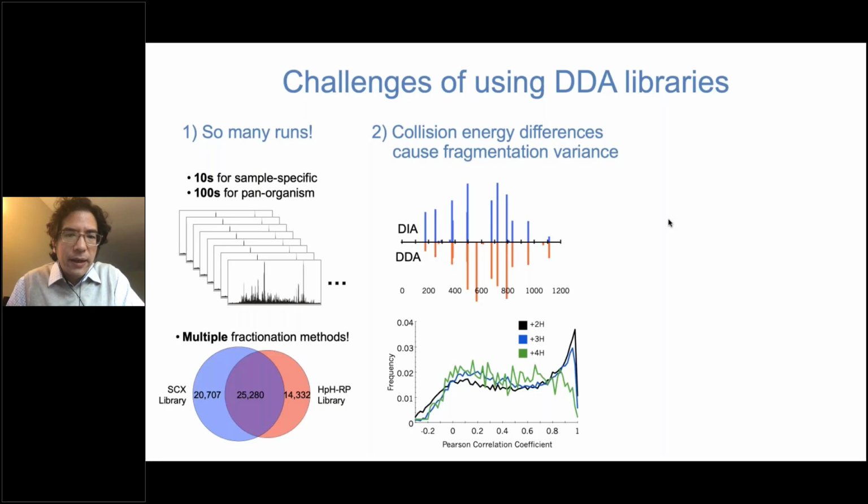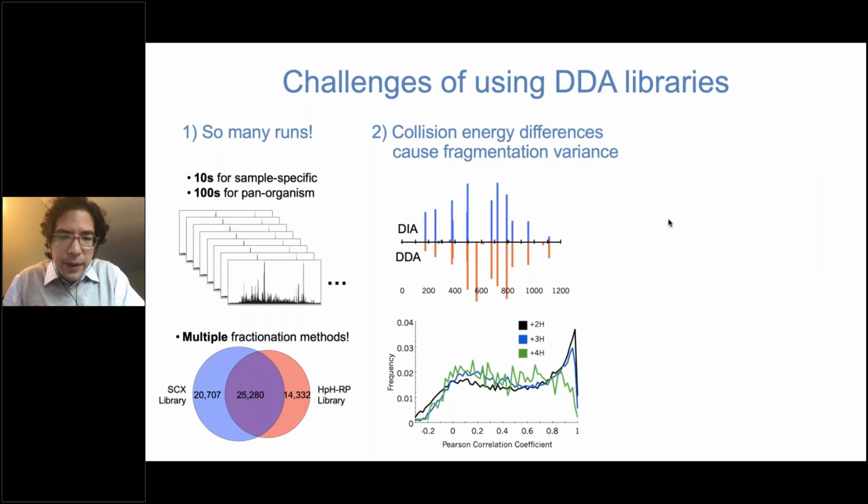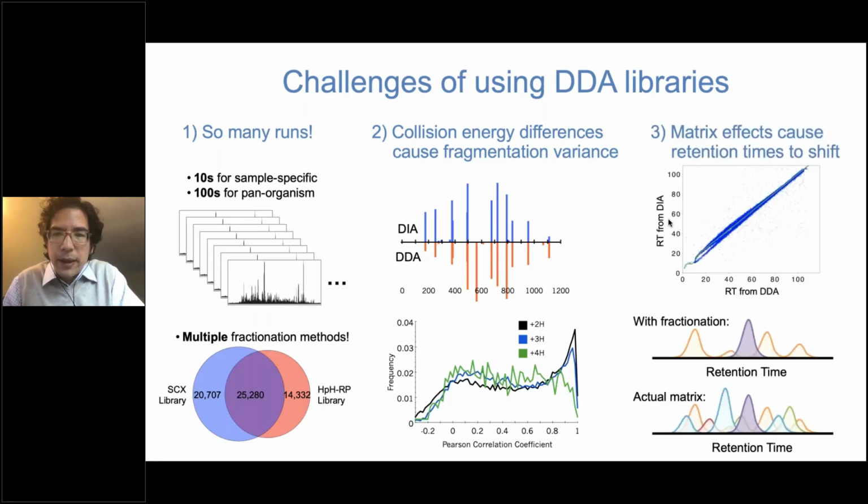Another aspect to this is that the measurements that you would get for fragment ion intensities in DIA actually are somewhat different than with DDA. And the reason behind this is actually due to different collision energies, or different variances in how collision energy is set up for DIA versus DDA. And then finally, the retention times that you get when you've done these types of fractionation methods actually indicate different shifts in patterns and in time because of the fractionation step itself.